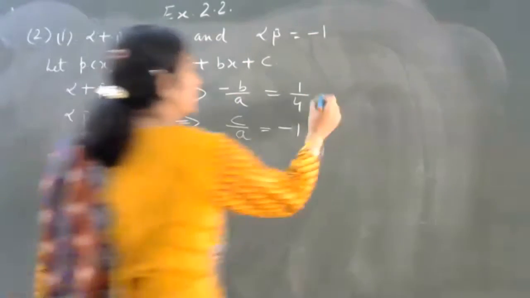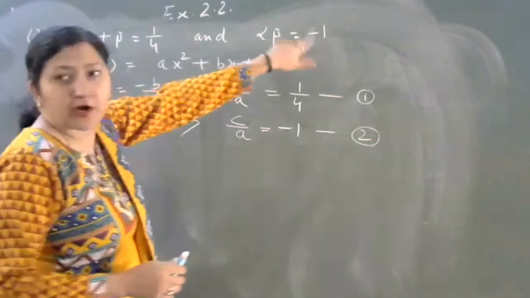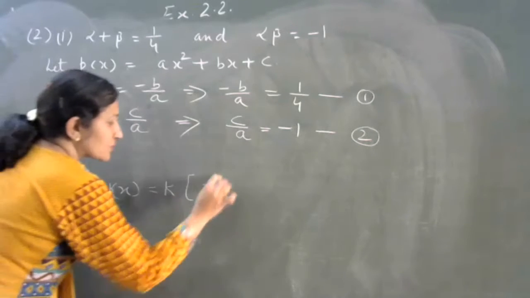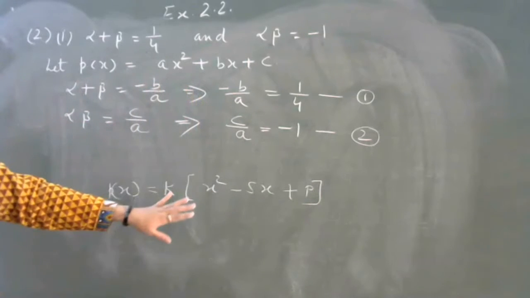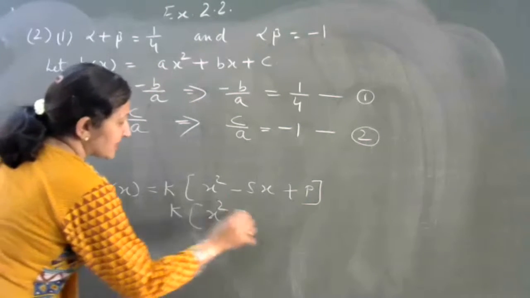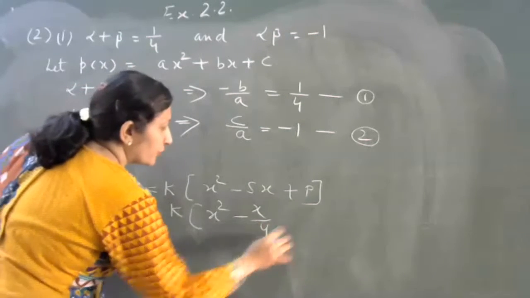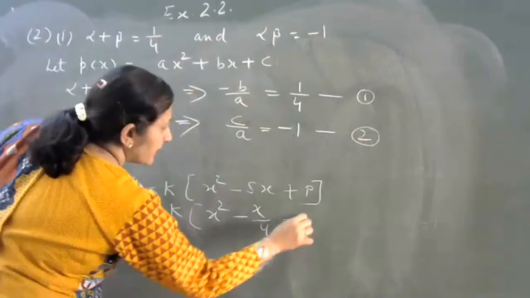Now we are having equation number 1 and equation number 2, and you should know the answer in advance. आपको sum of zero पता है, product of zero पता है, तो p(x) का मैंने फॉर्मूला आपको क्या बताया था? k into x square minus (sum of zeros) x plus product of zeros. ये आप जब MCQ आते हैं directly you can find out the solution. So here k x square minus 1 by 4 x plus product of zeros, -1.